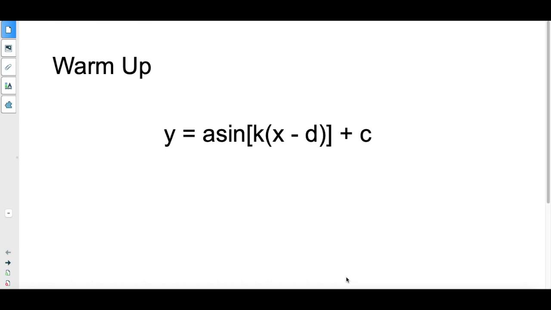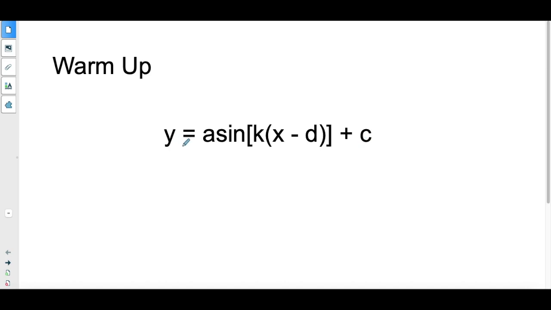Hi everyone. In this video, we're going to look at transformations of trig functions. Now, let's say I had a graph of y is equal to sine x, and I wanted to apply different transformations to my graph. Well, these letters here, my a value, my k value, my d value, and my c value represent different transformations I could apply to my graph.